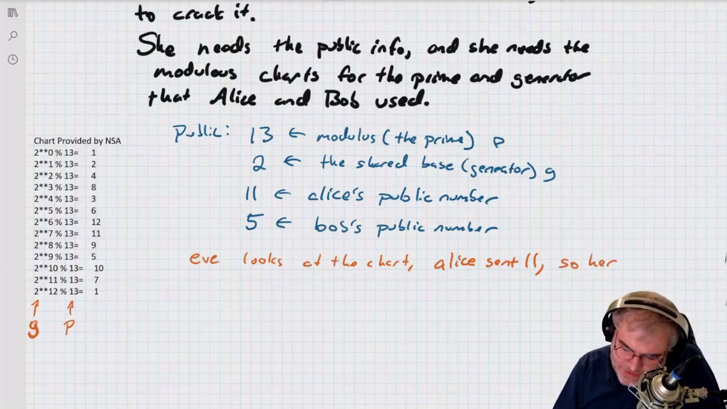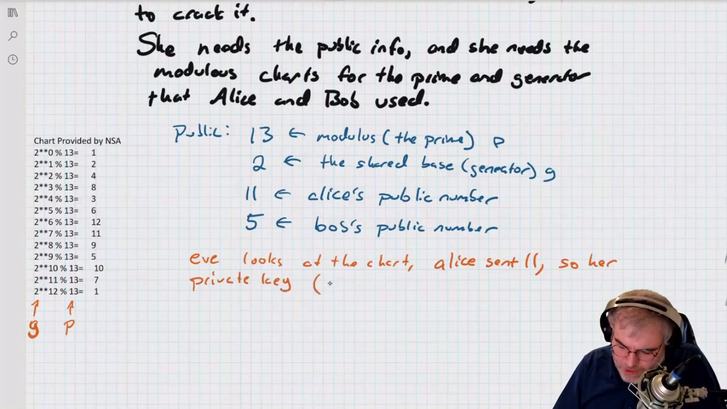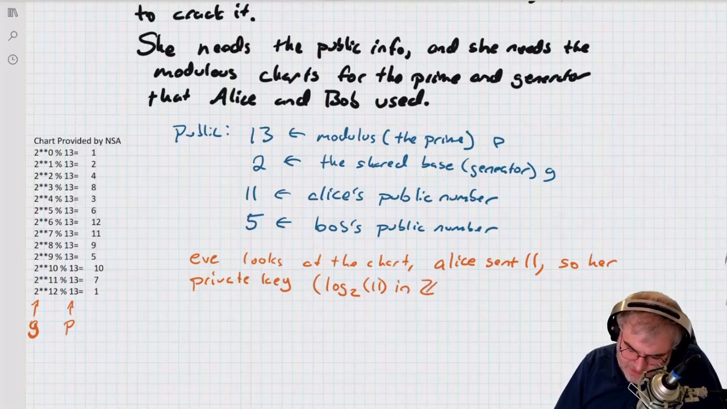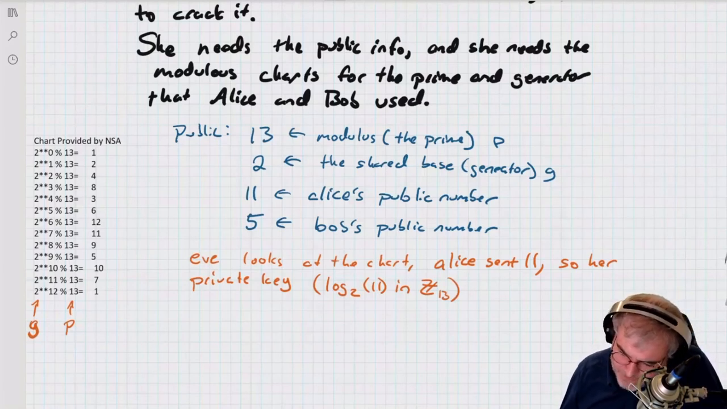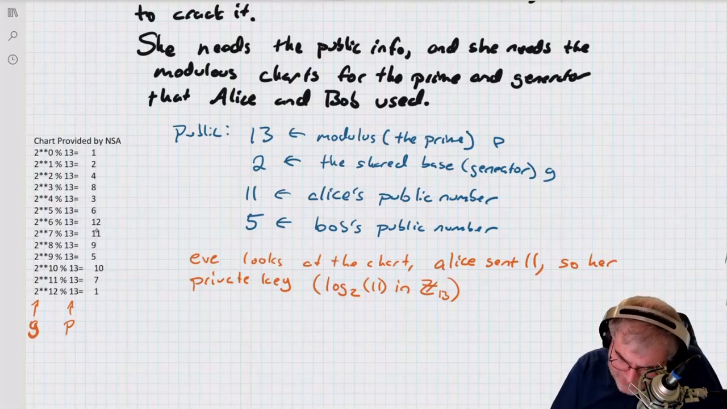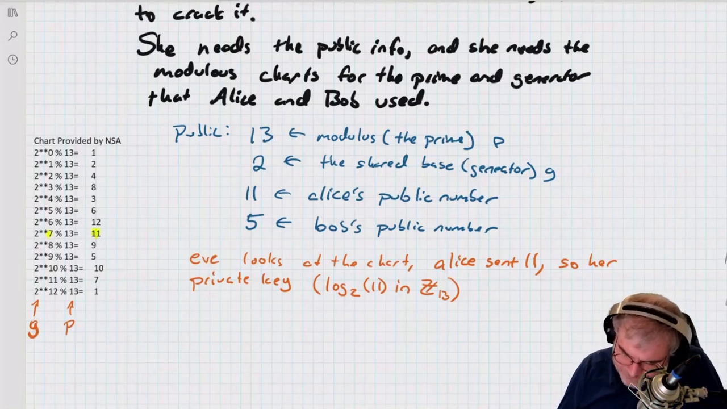So her private key, which would be called log base 2 of 11 in Z13, right? So she looks at her chart. Alice sent 11. So Alice must have chosen 7, because here's 11. And that means that Alice chose 7 as her key.